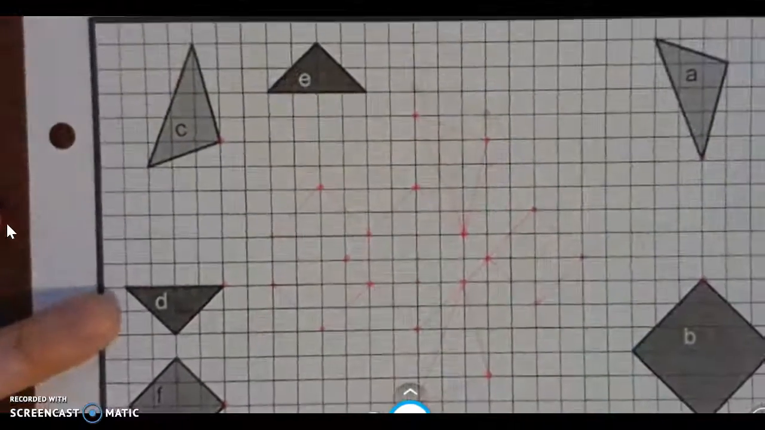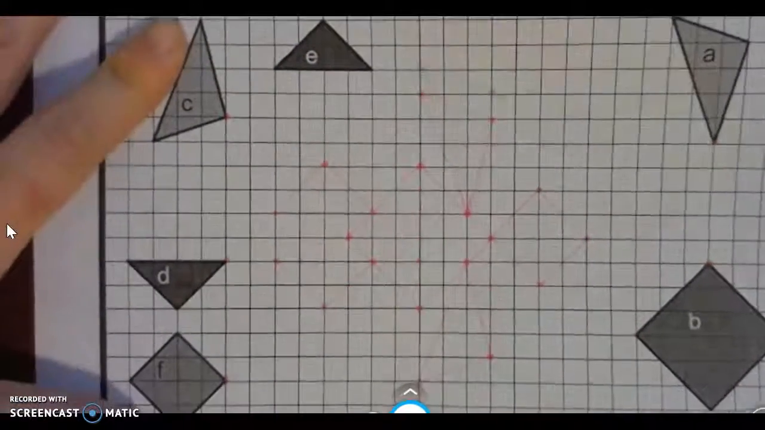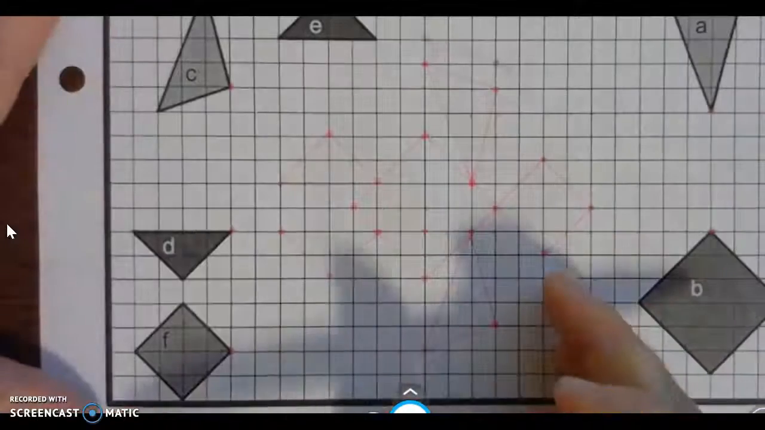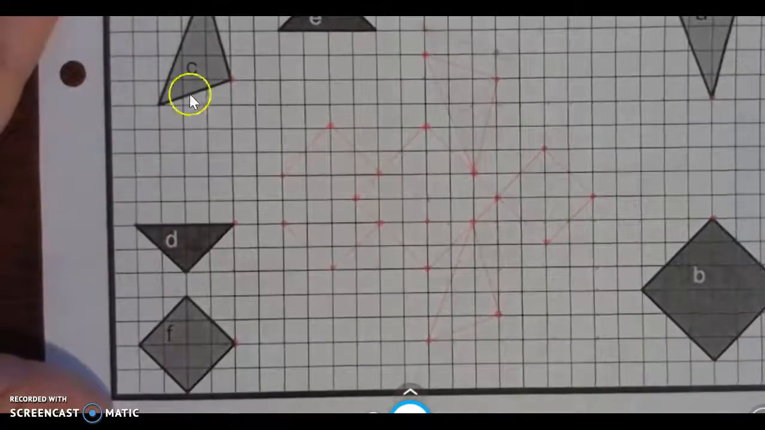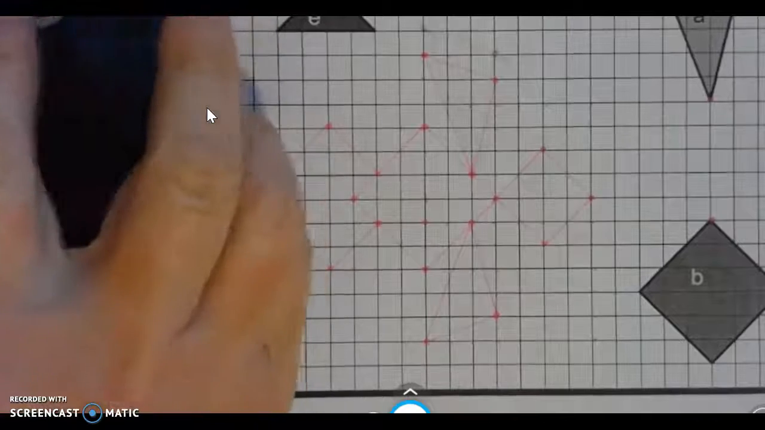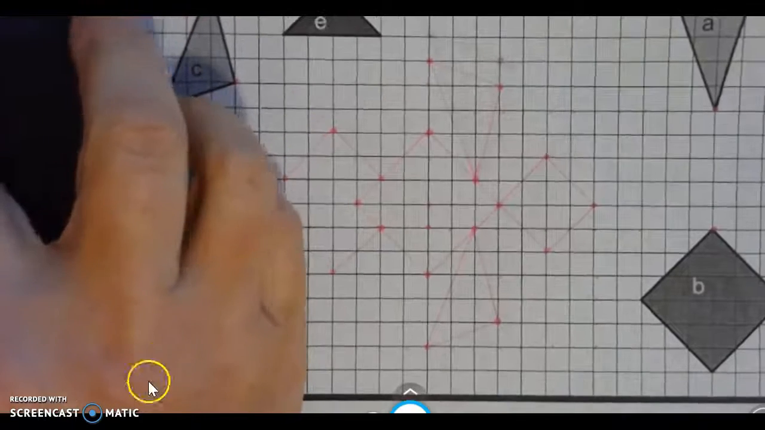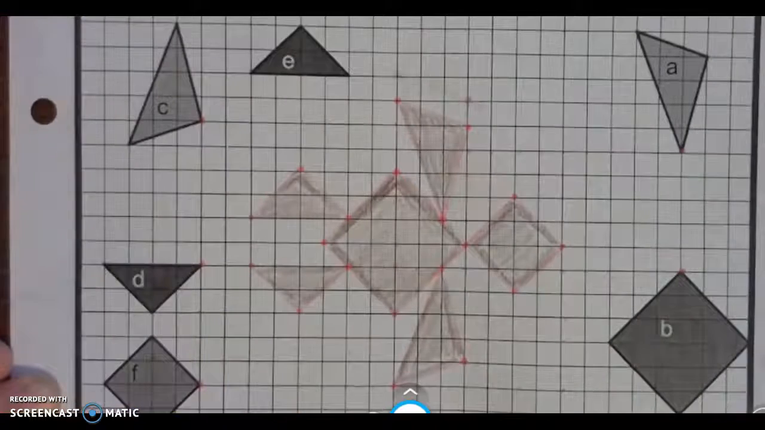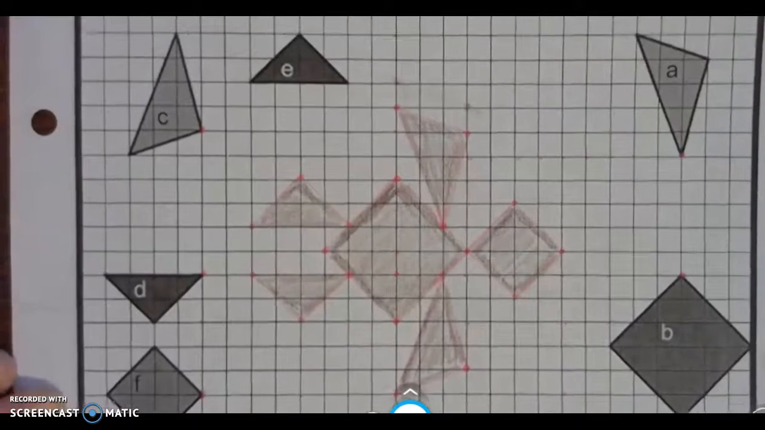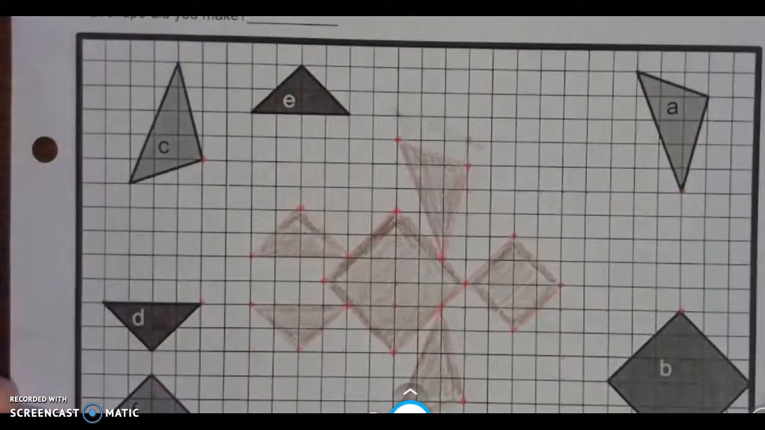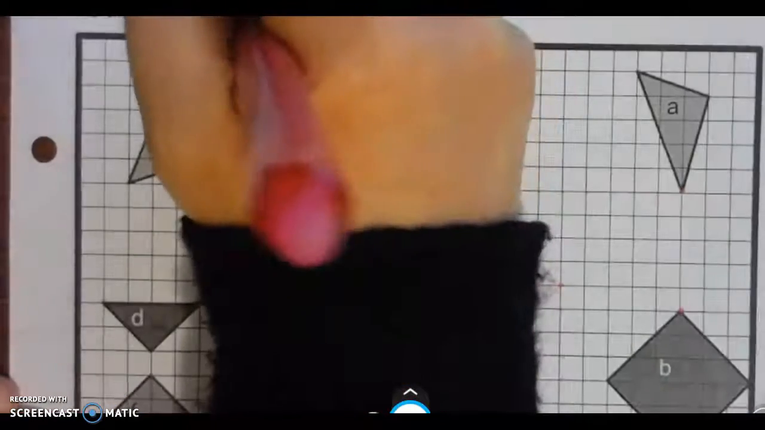Okay, so I have translated all the points, and this is not required, but just for fun, I'm going to try to color again. So here is my translated shape, and what do you think this is a picture of? I see a turtle, so I am going to write turtle right here.